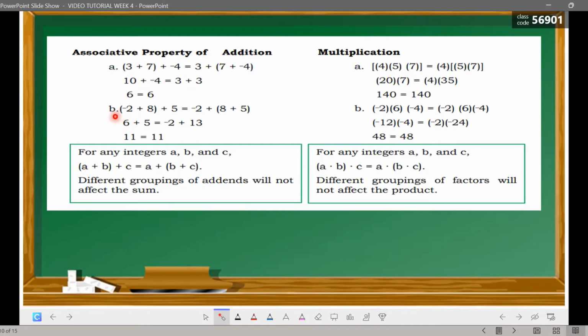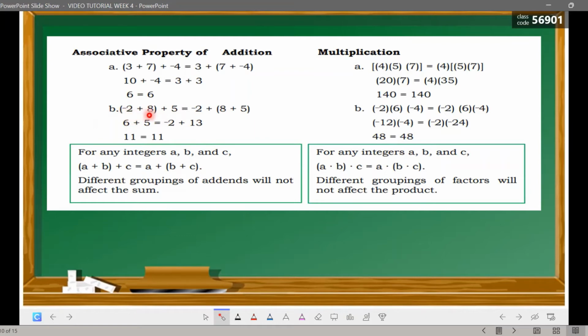Okay, letter B. Negative 2 plus 8 plus 5. Ano ba yun? I always forget the parenthesis. Okay. So the quantity of negative 2 plus 8, plus 5, is equal to negative 2 plus the quantity of 8 plus 5. Okay, so let's solve first.